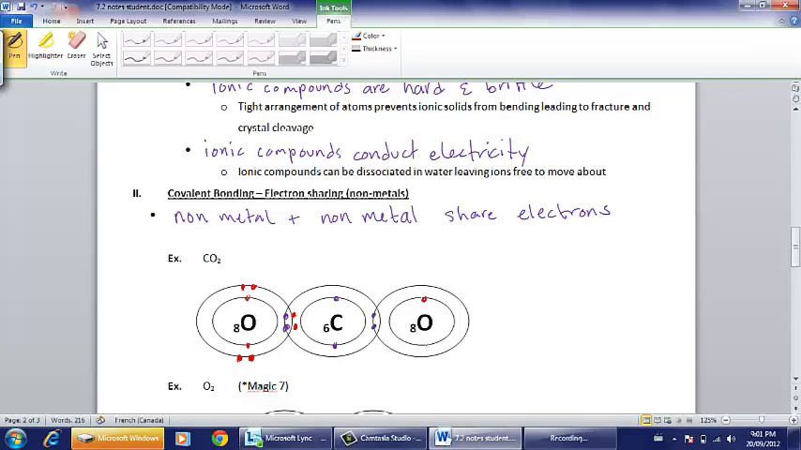Same with this one. 2 in the inner shell. 1, 2, 3, 4, 5, 6. Now if we look at each of them individually for a minute, this oxygen has 8 electrons in total in its outer shell if you get to count these 2 as well. And you do because it's sharing it. Same with this oxygen over here. Carbon in the middle has 4 of its own plus 4 that it's sharing because it's sharing with 2 oxygens. This is carbon dioxide.